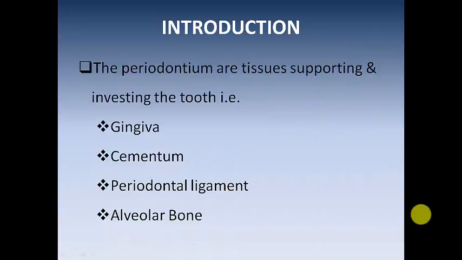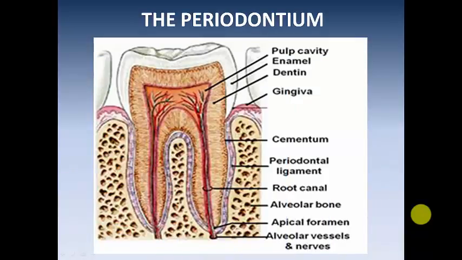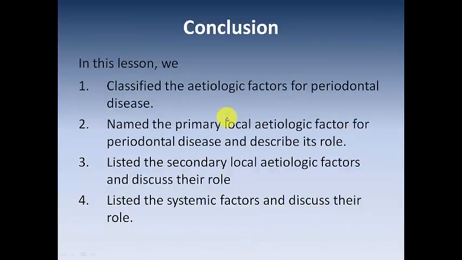The periodontium is the tissues supporting and investing the tooth. You have the gingiva, the cementum, the periodontal ligament, and the alveolar bone. You can see this here. You can see the pulp cavity, the enamel, the dentine, the gingiva, the cementum. You can see the alveolar bone that we mentioned earlier, and the vessels. So, in conclusion, dear students, in this lesson we classify the etiological factors.